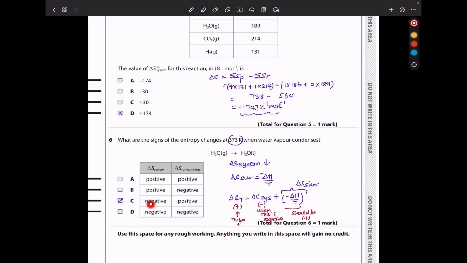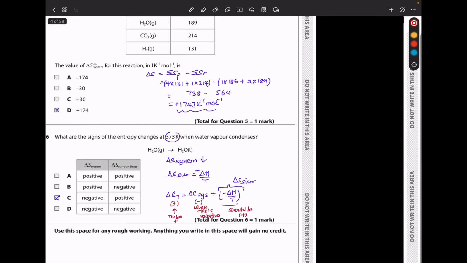So the entropy of the system is going to be negative, but the surrounding is going to be positive. So C is the answer.